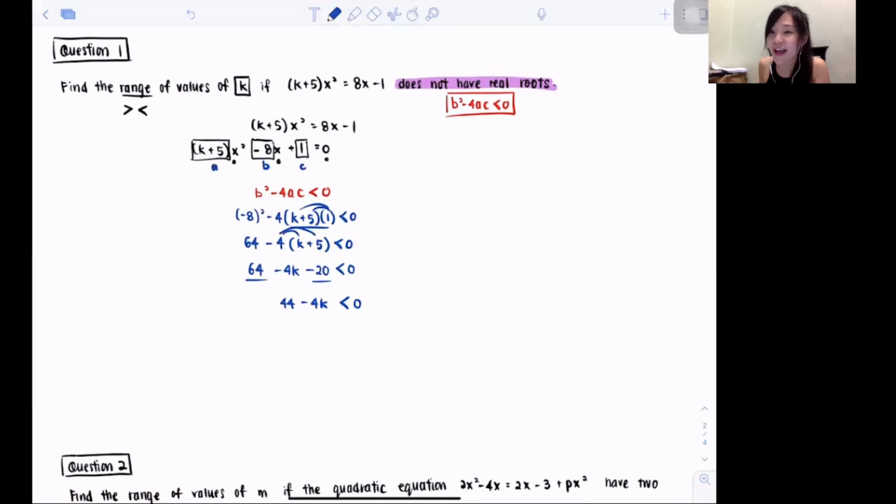So now what do you guys want to find? You guys want to find your k answer, right? So do you guys realize the k is just here? Move everything away except the k. Plus 44, move it over, minus 44.